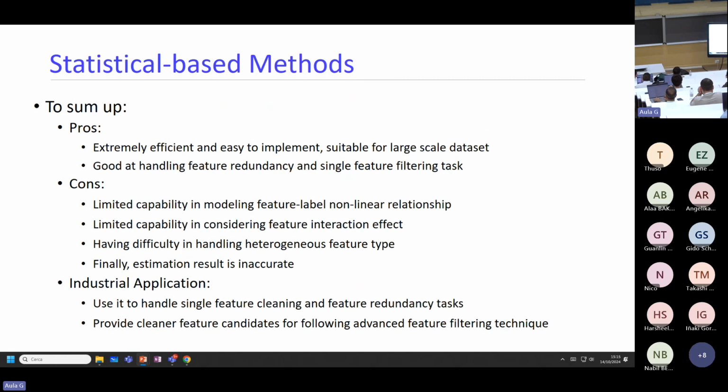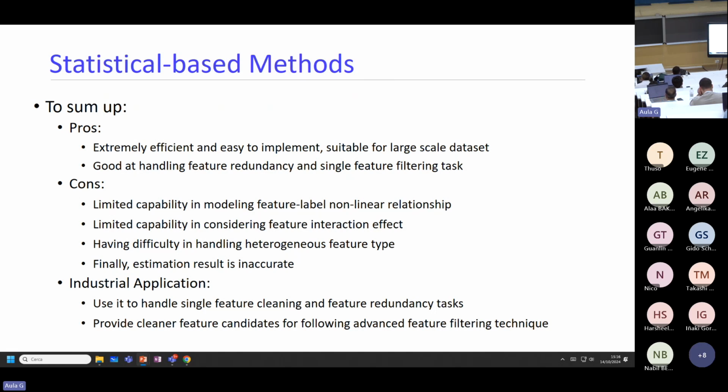To sum up the statistical-based methods, the pros are that they are extremely efficient and easy to implement, suitable for large-scale datasets. And they are good at handling feature redundancy and single feature filtering tasks. But the cons are that they have limited capability in modeling feature-to-label nonlinear relationships. They also have limited capability in considering all feature interaction effects. And they have difficulty handling heterogeneous feature types, for example, multi-hot features, sparse features and dense features. Finally, the estimation result is always inaccurate.